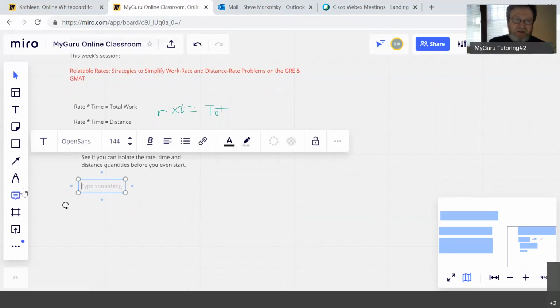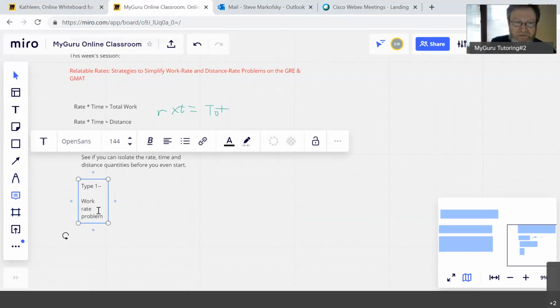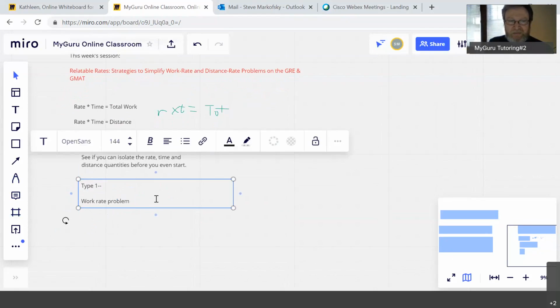So you basically have three types of these. The first type is a work rate problem where you have different rates.